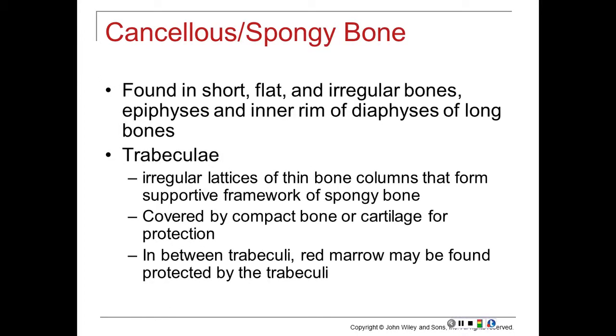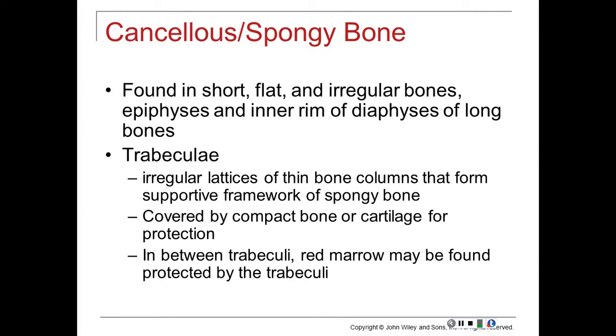That was compact bone. Spongy bone, or cancellous bone, has a slightly different structure. This is the bone that's found in the short and flat bones, as well as the inner diaphysis and epiphysis of our long bones. So just the very inner part of our long bones and the ends of our long bones is where you will find this spongy bone.